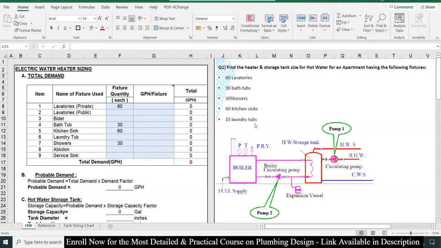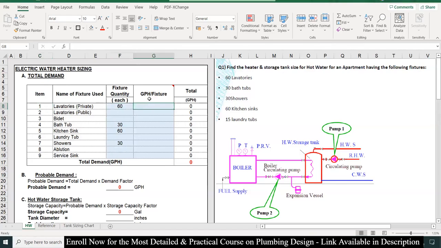For these fixtures, we have to design a storage water tank and the heater. So we will list all the fixtures that are available inside the apartment, and we have listed the count over here. Lavatory 60, kitchen sink 60, bathtub 30, showers 30. First we are calculating the total hot water demand, so only those fixtures which need the hot water. We have listed out all the fixtures and counted all those.